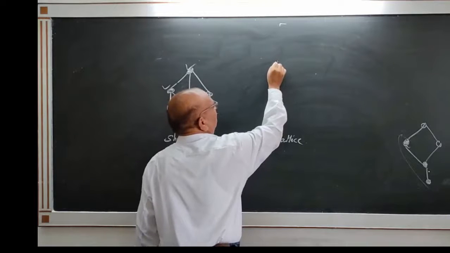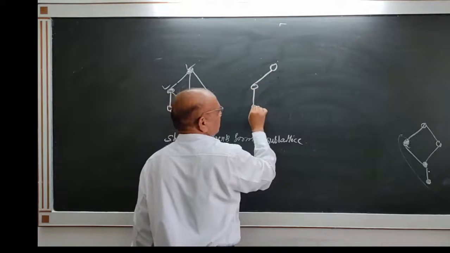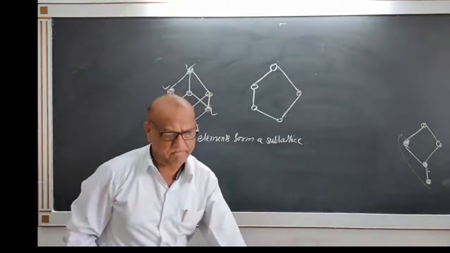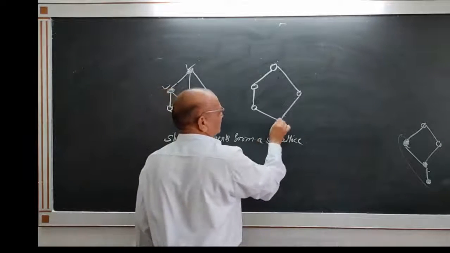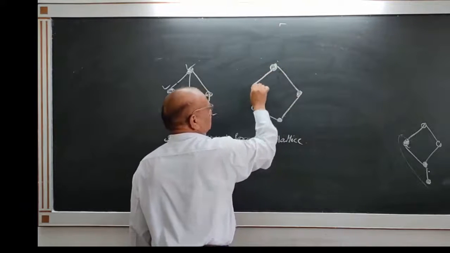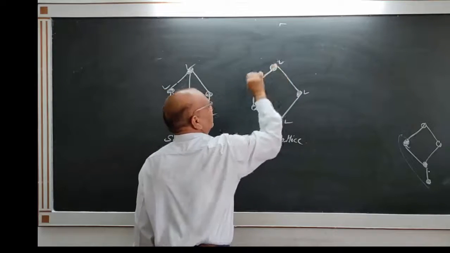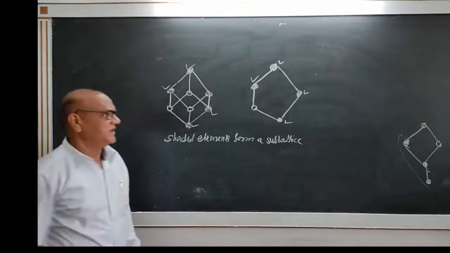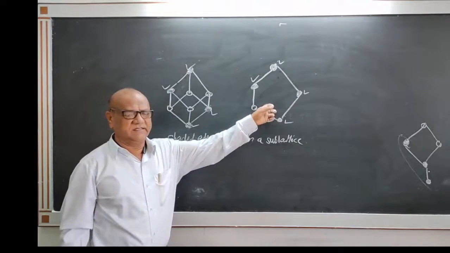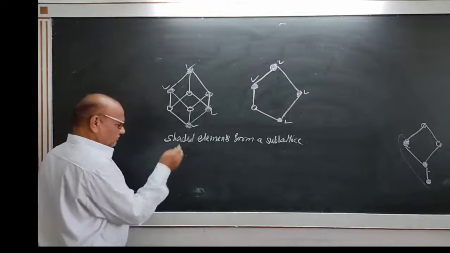Here is another diagram. These are in this figure, and so these shaded elements are a sublattice of this lattice. Shaded elements are a sublattice of this lattice. Here is another figure.